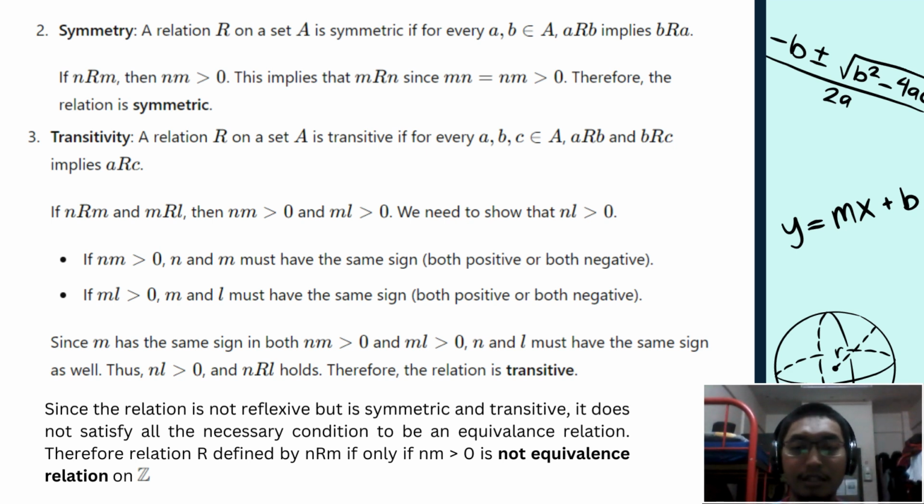Since the relation is not reflexive but is symmetric and transitive, it does not satisfy all the necessary conditions to be an equivalence relation. Therefore, the relation R defined by n relation m if and only if nm greater than 0 is not an equivalence relation on Z.